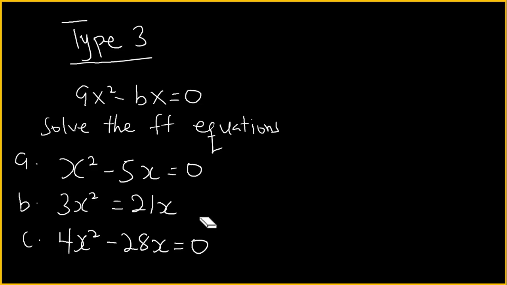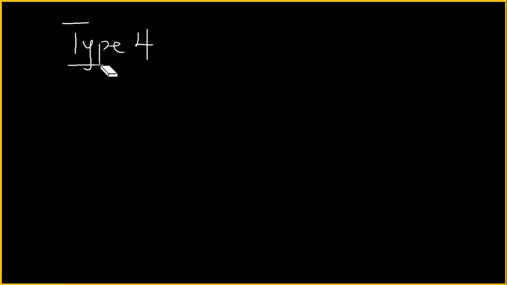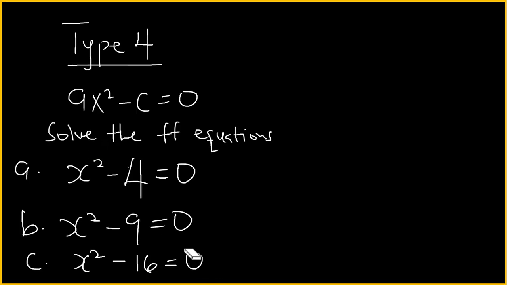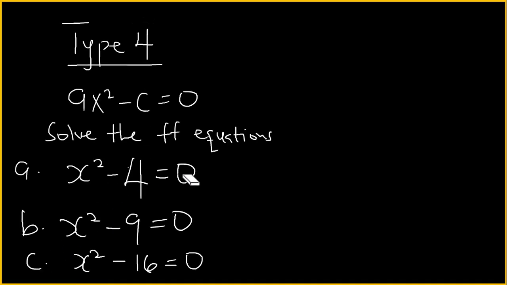The last type is still under factorization. So when our given equation is in the form ax squared minus c equals 0, how do we solve these kinds of quadratic equations? Now let's solve the following equations. Okay, so equations of this kind, how do we solve this? So let's solve together. x squared minus 4 equals 0.